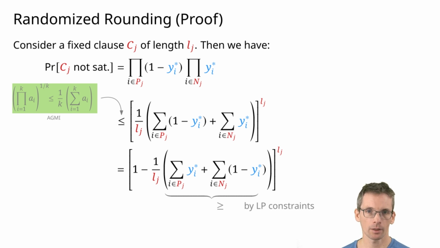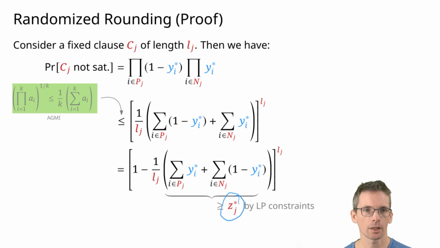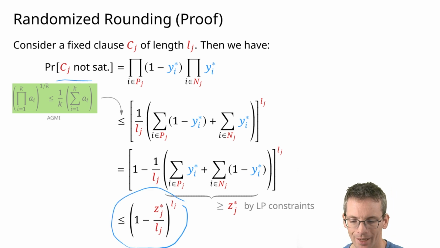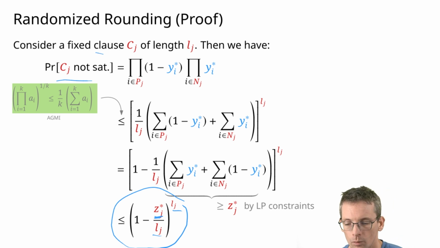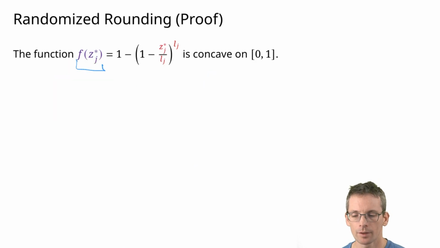And by that constraint, since I know that I have a feasible solution to the relaxed problem, I know that this now is larger equal zj star, meaning that I now have the following bound on the probability that Cj is not satisfied. So this now just depends on Zj star and the Lj. Now we're going to look at the probability that Cj is actually satisfied. So this is 1 minus this probability. I can now bound this by this f Zj star.